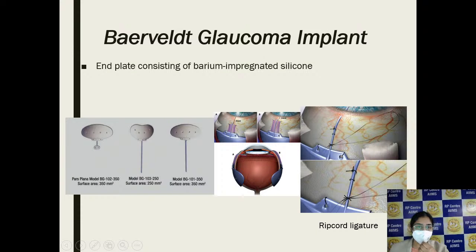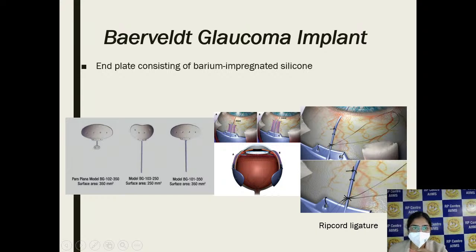The Baerveldt glaucoma implant is made of silicone and is barium impregnated. Why is the barium impregnation there? It allows the implant to be detected on X-rays. If a person comes to us with a complaint of an ocular mass, or has been operated on elsewhere and a mass is suspected in the eye, when we do an X-ray this valve can show up and we can know that it is not a mass, it is actually the implant which has been placed.